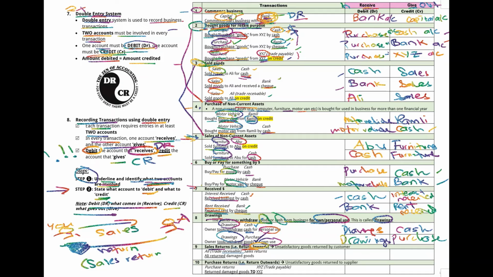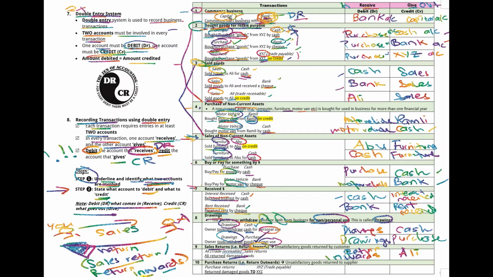Another name for it is the return inwards. Return inwards. You see the arrow going into you. Sales return, return inwards. Now if you see the name Ali, Ali returned the damaged goods. So Ali return, it's a sales return. So Ali going out and return inwards. You can write here return inwards.